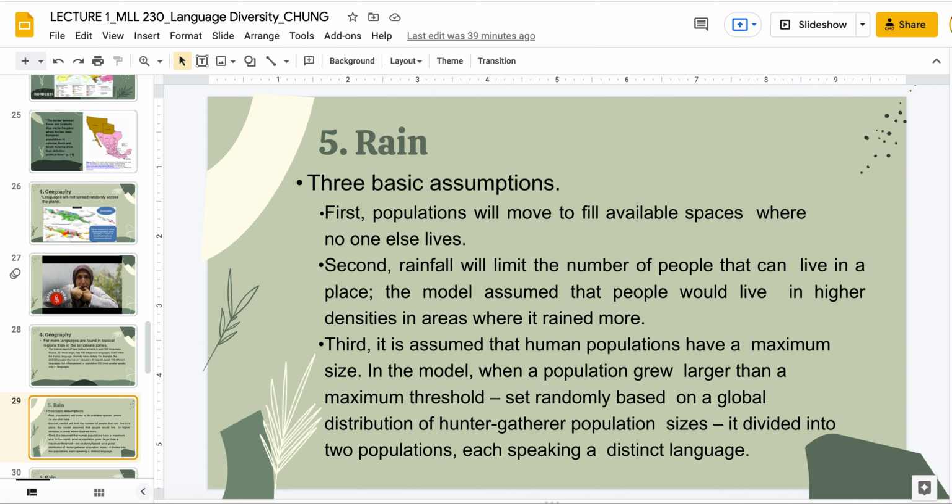But also, this is an assumption. The model assumed that people would live in a higher density where it rained more. So it is assumed that human populations have a maximum size. There's only a certain amount of growth that we can go before it starts to be too much. So in this model, when a population grew larger than the maximum threshold, it divided into two populations, each speaking a distinct language. So even the weather can have an effect on how you speak a language.